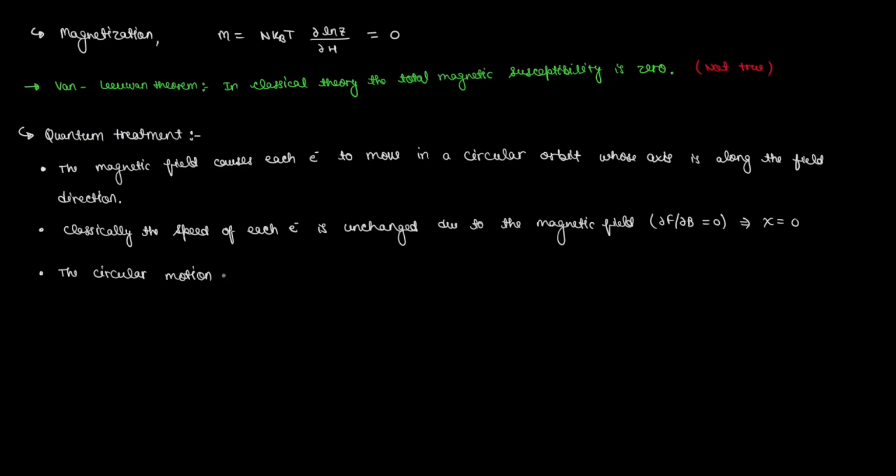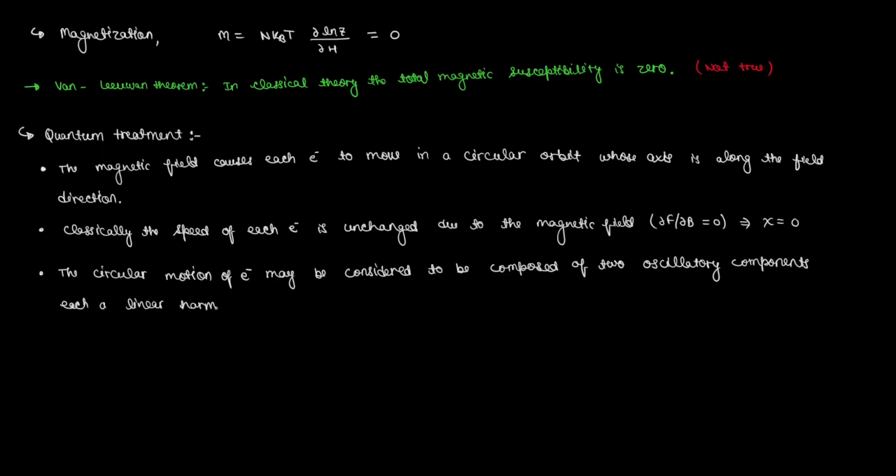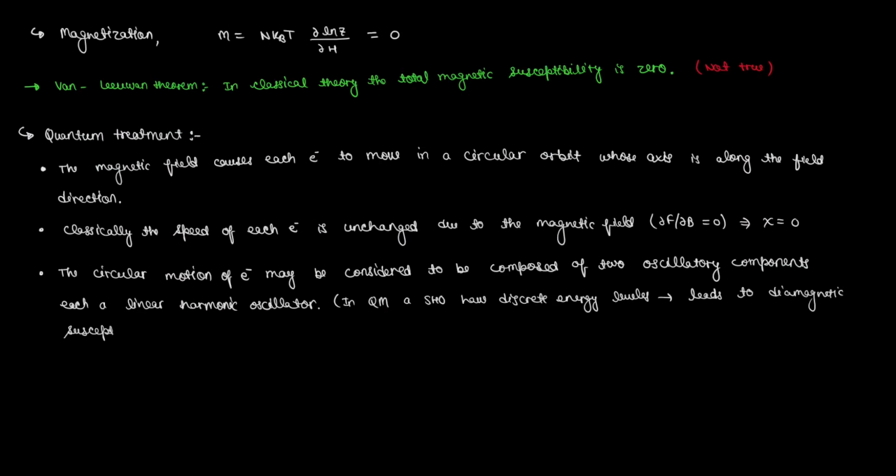Now the circular motion of an electron may be considered to be composed of two oscillatory components, each a linear harmonic oscillator, and in quantum mechanics a harmonic oscillator may have only certain discrete values of energy. So therefore this is the quantum effect that leads to a diamagnetic susceptibility. So now we will treat this quantum mechanical effect quantitatively, and we will derive the magnetic susceptibility value under certain approximations.